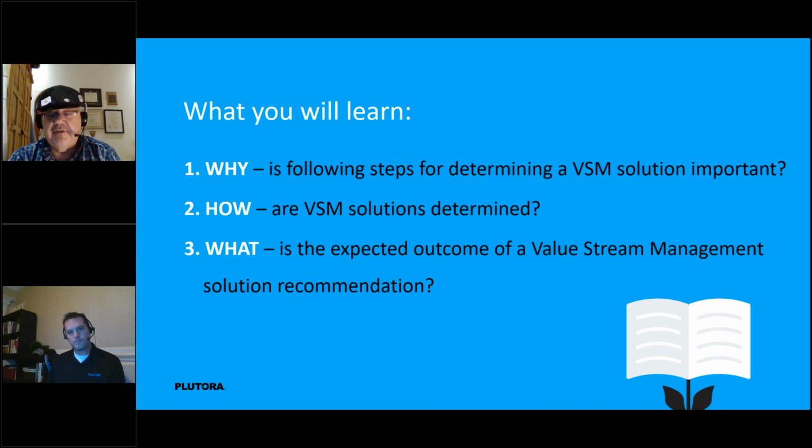And then finally, what's the expected outcome? You might think that that's a little redundant, but really, what do you end up with at the end of this process of solution mapping? You end up with alignment. You end up with some artifacts that can be used in the subsequent phase of implementation, and you end up with a pretty clear idea of what the next steps are.